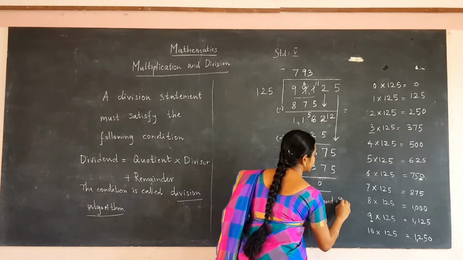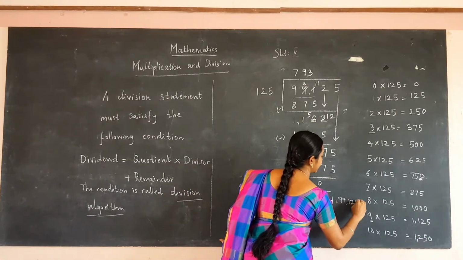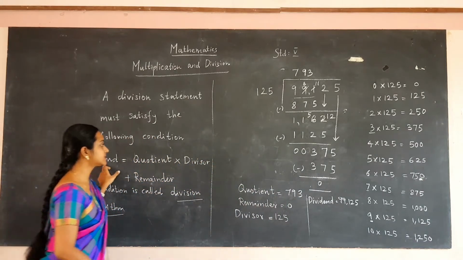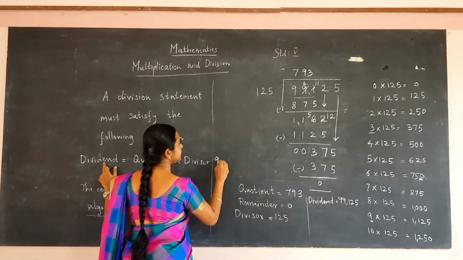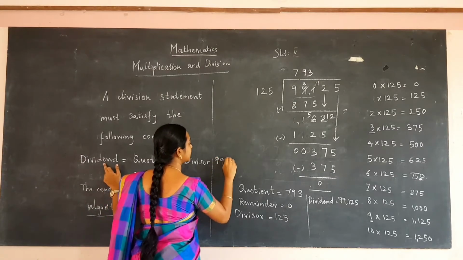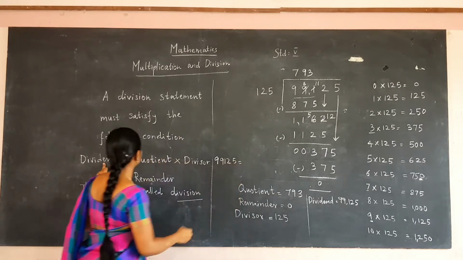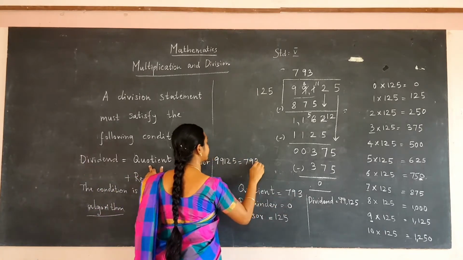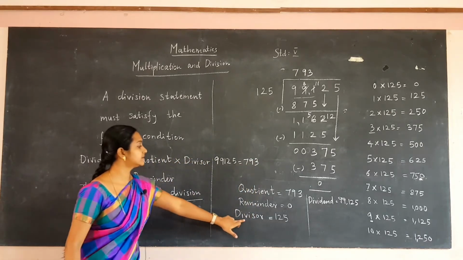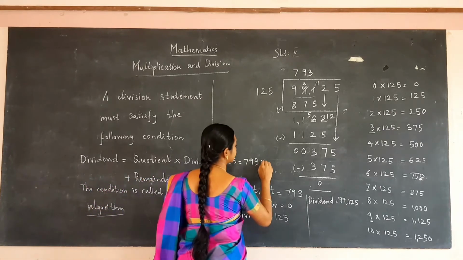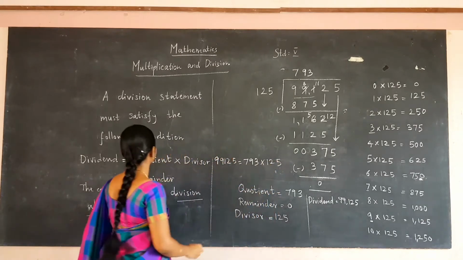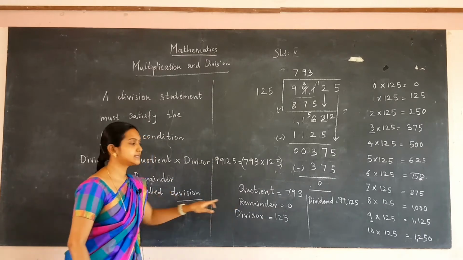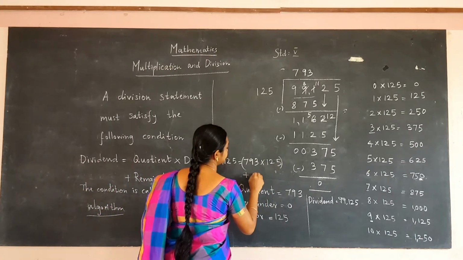Dividend is 99,125. It must satisfy the following condition, that is 99,125 equal to, what is the quotient here? 793. What is the divisor here? It is 125. What is the remainder here? It is 0. So you should add 0 to it.